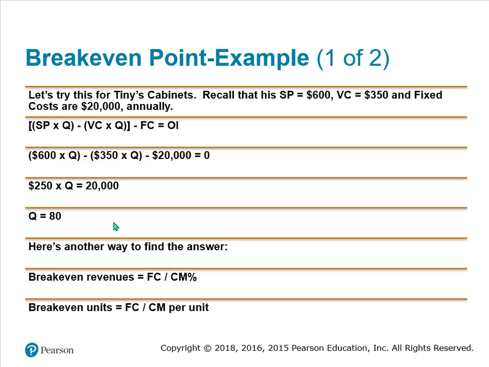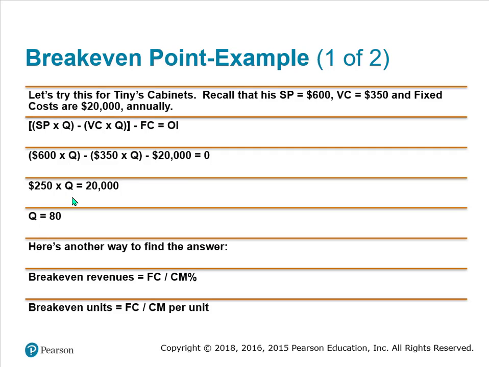This is how they did it. The way I would do it is right down here. What you're doing is setting everything equal to 0. So your selling price times the quantity minus variable cost times the quantity minus your fixed cost is equal to 0. And I'm going to say that's at break even, right? So 250 Q equals 20,000 and your quantity is 80.